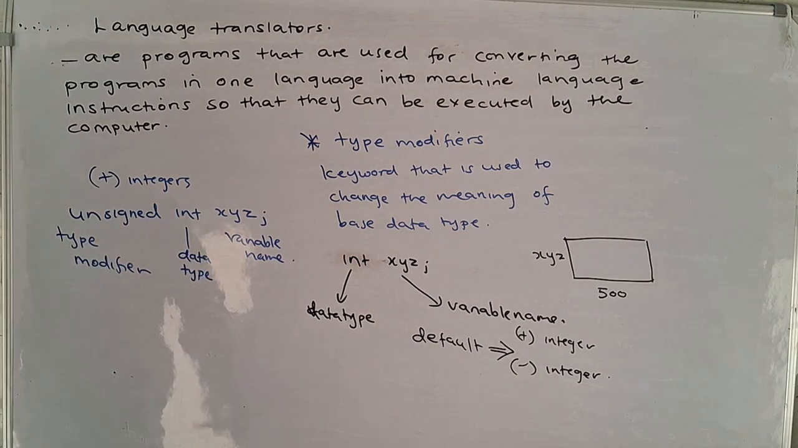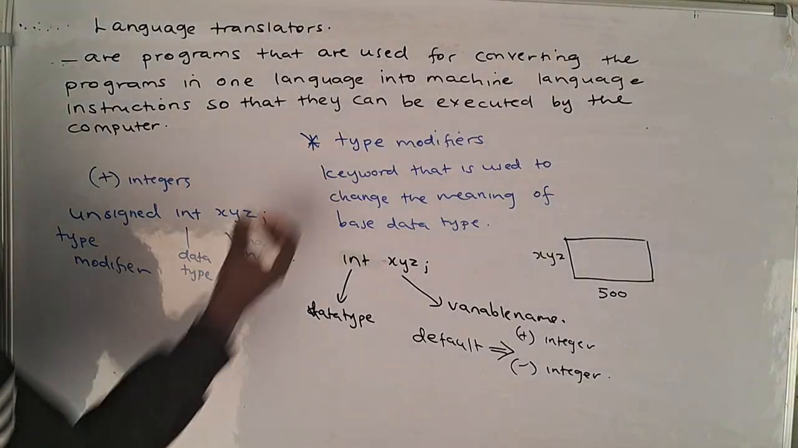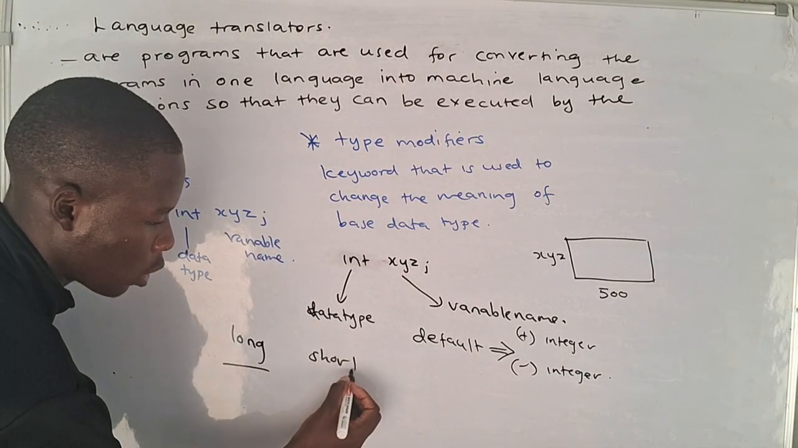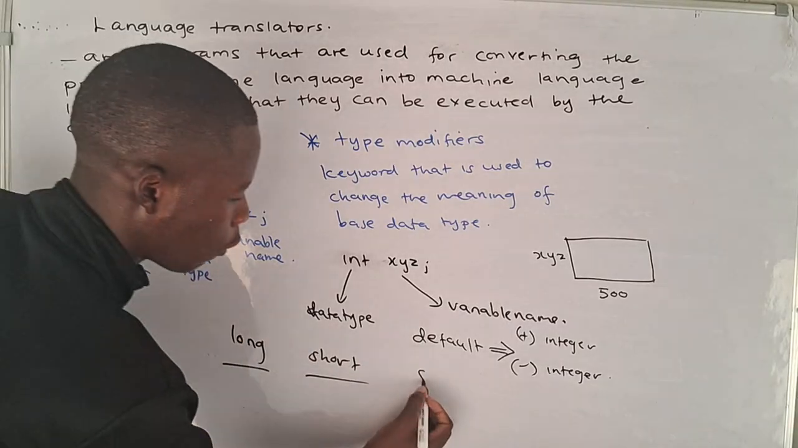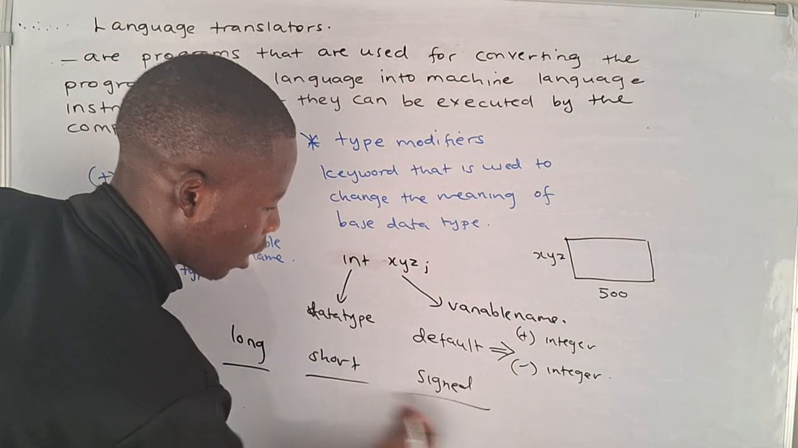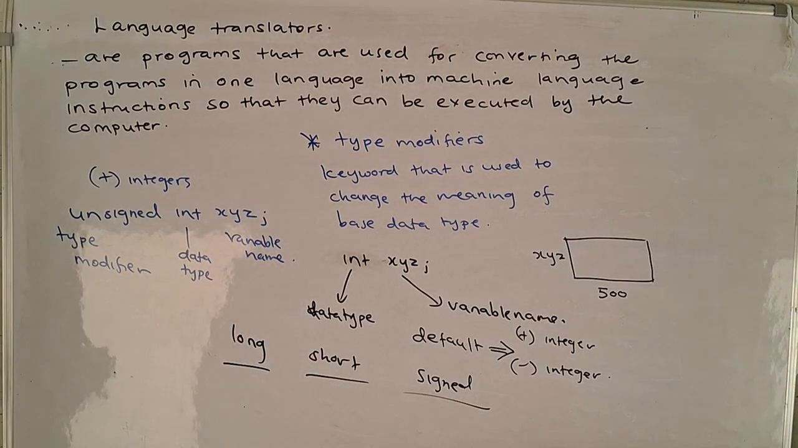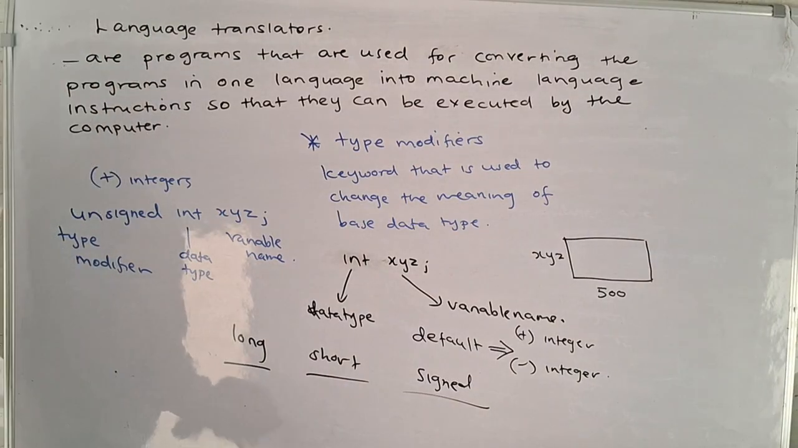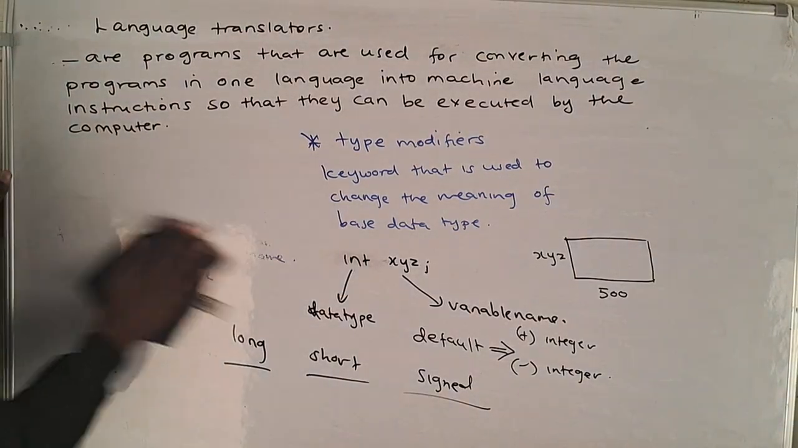Now we have different types of type modifiers. We also have long, we also have short, and we also have signed. These are the different types of modifiers. Okay, let's go back to our topic.